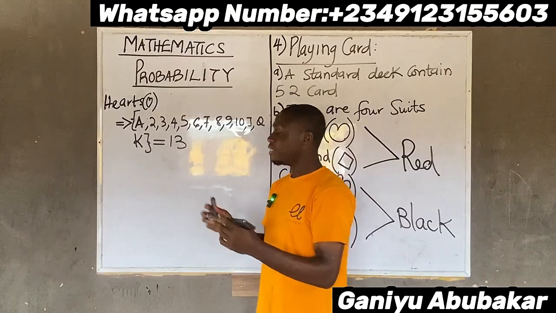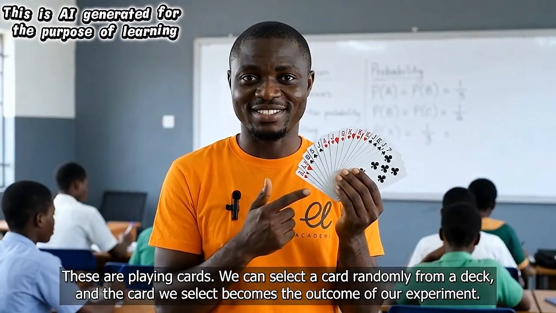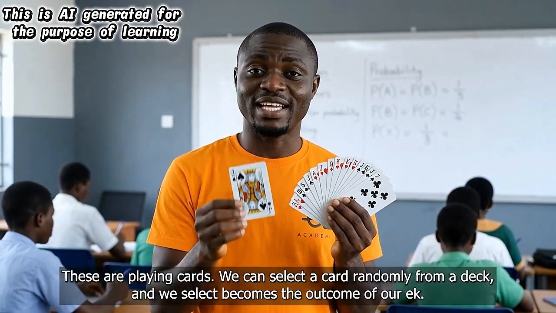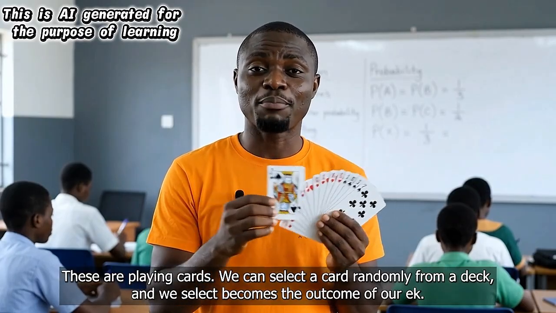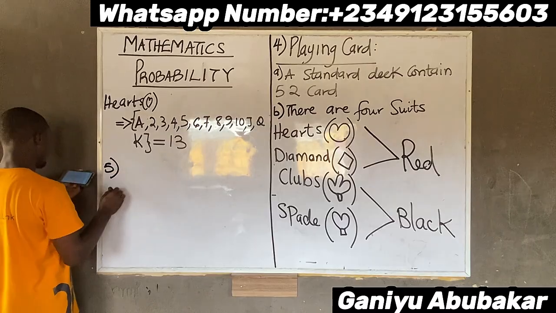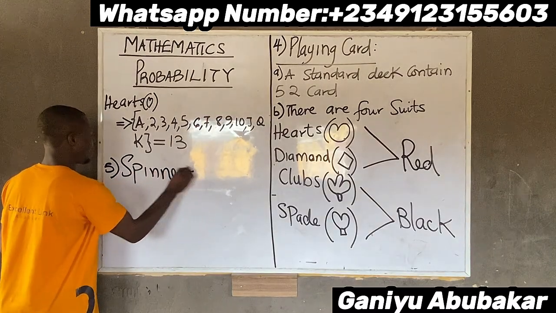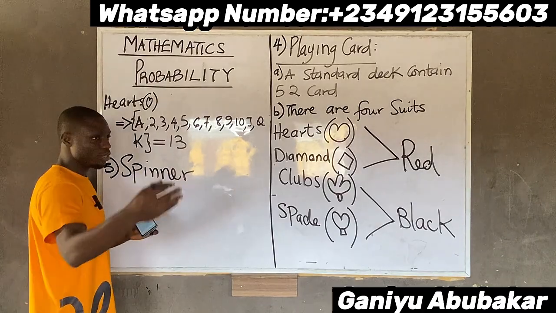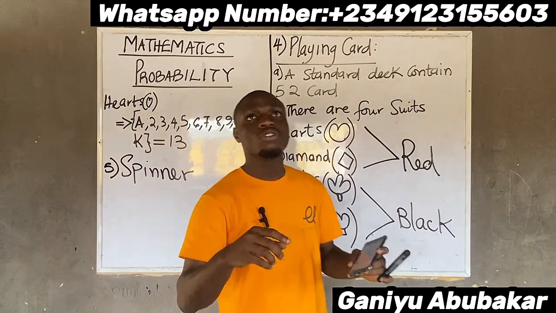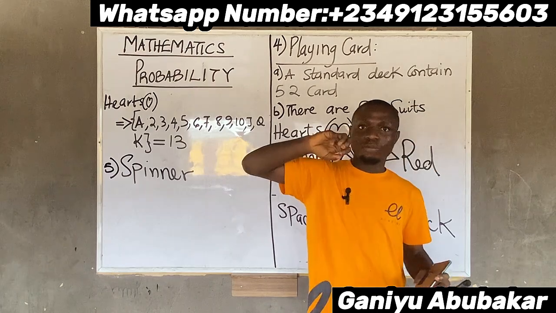I'll list the next two, but I won't explain them; just research them on your own. These are playing cards. We can select a card randomly from a deck, and the card we select becomes the outcome of our experiment. Number 5, the fifth object used, is called a spinner. You know spinner now. I'll show you the video of a spinner. A spinner is just like spinning something to get to a particular object or to choose something.